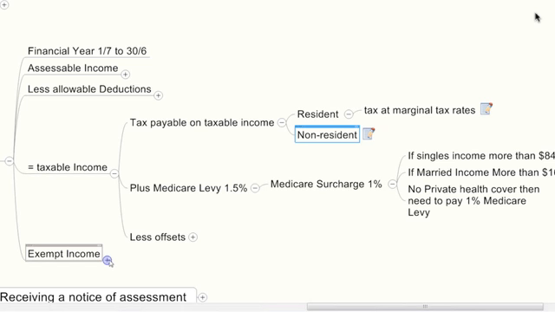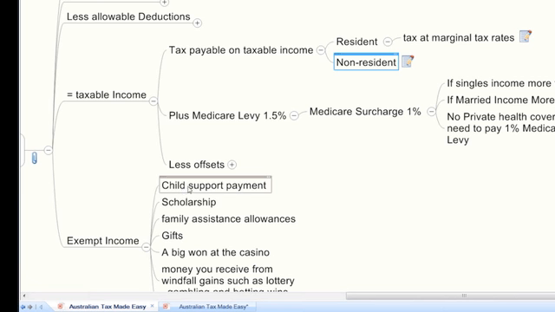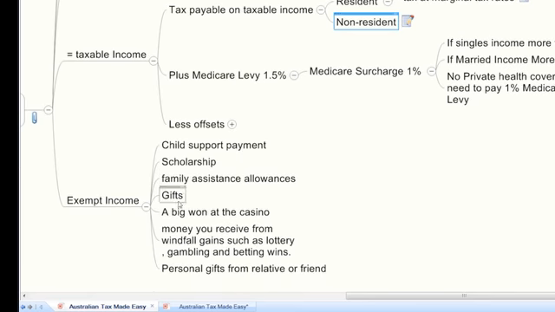Exempt income is income that you don't have to pay tax on. For example, if you receive child support payment, it's not taxable. School scholarship or family assistance allowance, or somebody gives you a gift or loan, that's no tax. If you're lucky, you gamble and you won from the casino, it's not taxable. Or money that you receive from lottery or gambling, that's not taxable, or personal gift. So basically, this is exempt, so you don't have to pay tax on that.